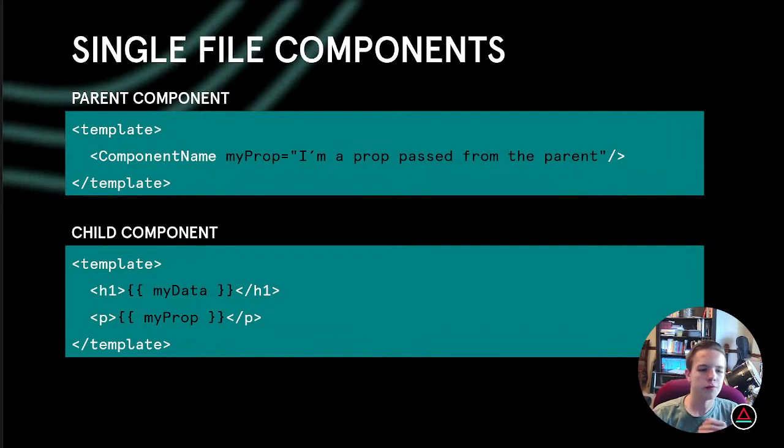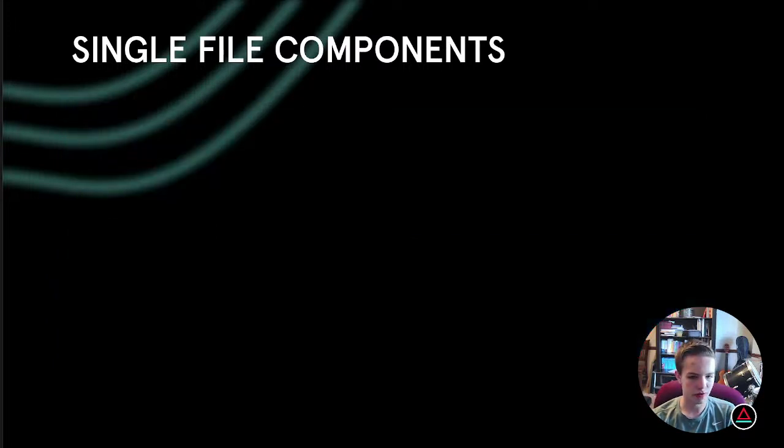Here we have our template, which is the main HTML markup of a Vue.js component. Let's say this is the parent component. We have a component, and then the prop, which looks like an HTML attribute. We can see my prop, "I'm a prop passed from the parent." And then we see the component name. That's the child component. That prop can be used directly in markup with this template syntax right here.